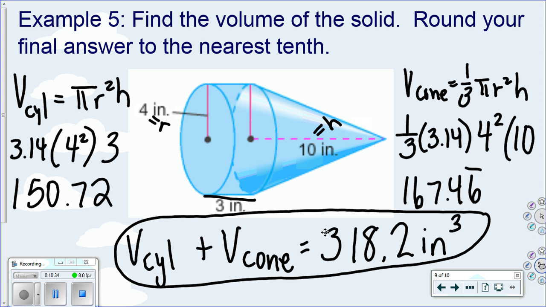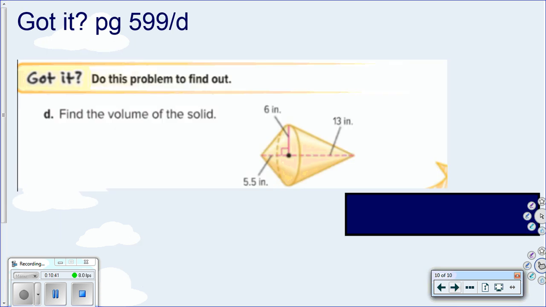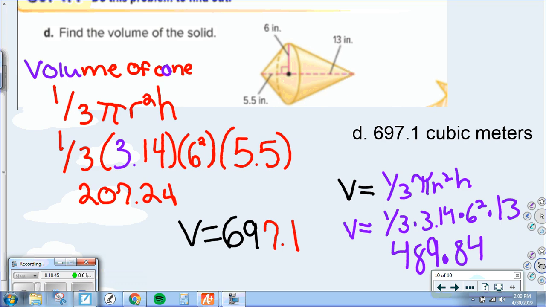The last problem in this section is the Got It. So if you can please turn to that now on page 599D. Basically, the volume of the cone, and there are two cones there, so you just have to substitute the numbers in with the letters, and you put the problem in the calculator, and you get 207.24 and 489.84, and then you add them together, and you get 697.1.